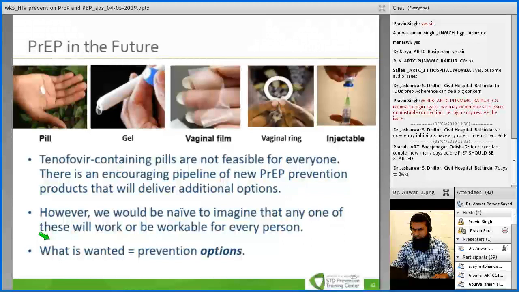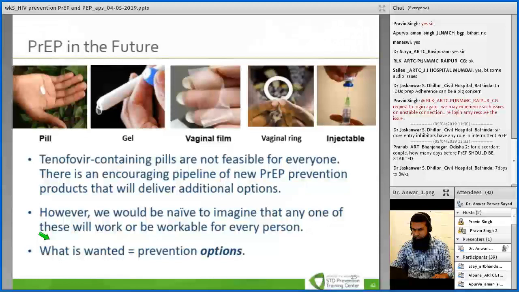So, okay, is there any question? Do entry inhibitors have any role in intermittent PrEP? As I said, there is no other drug which has been said to have any role in PrEP as of now. It has not been recommended other than Truvada. That is the only drug which has been recommended.